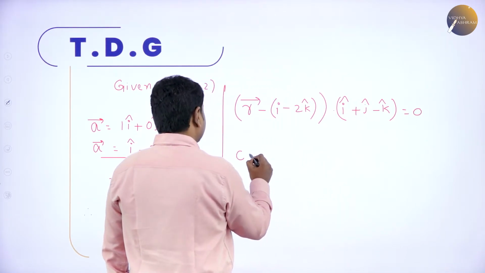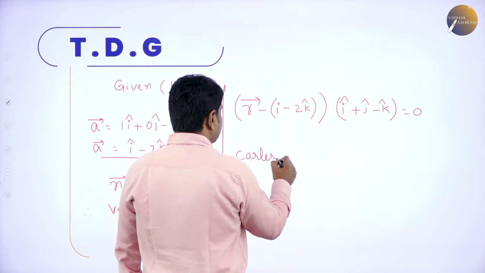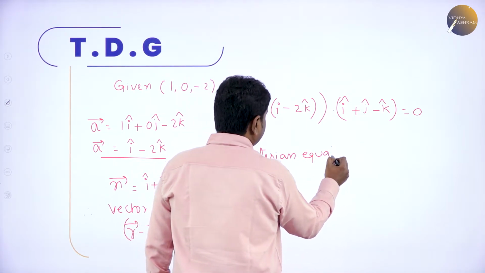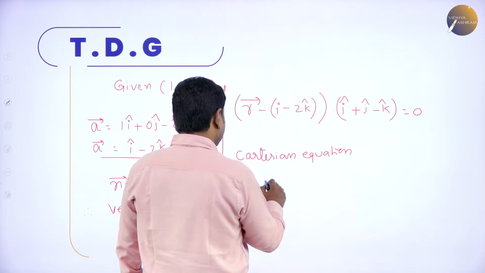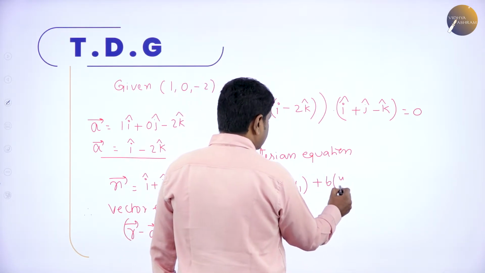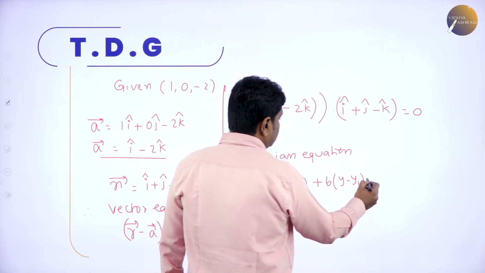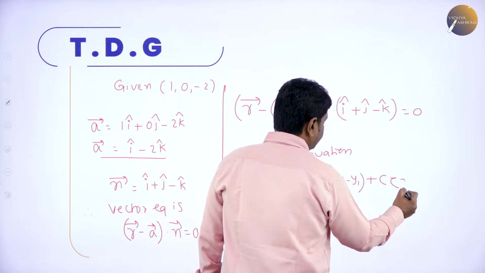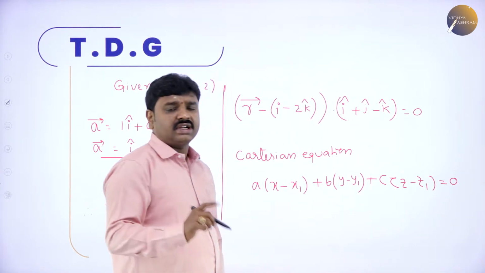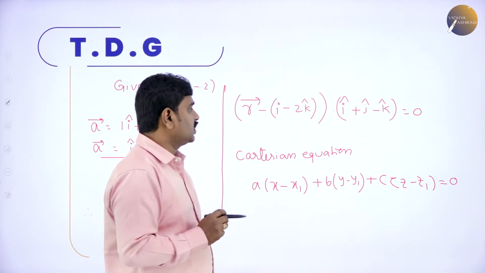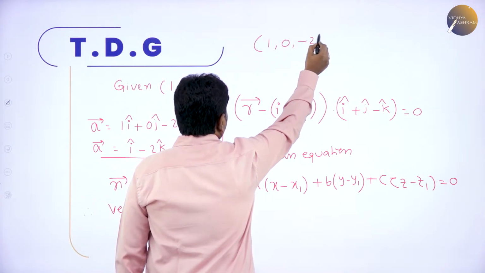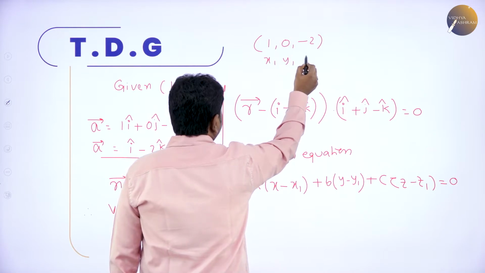And Cartesian equation. What is the Cartesian equation of the plane passing through a point? Cartesian equation is simple: a into x minus x1 plus b into y minus y1 plus c into z minus z1 is equal to 0. Dear students, here x1, y1, z1 is the point. They have given the point. What is the point given? 1, 0, minus 2 is given. We call it x1, y1, z1.